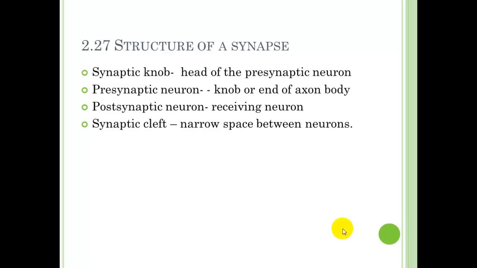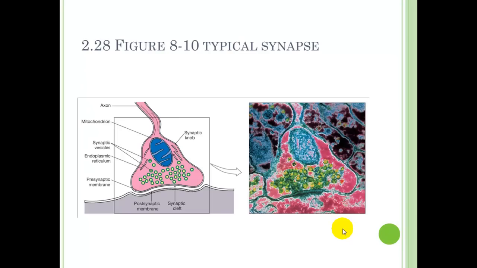Structure of a synapse. We have essentially a synaptic knob, head of a presynaptic neuron, a presynaptic neuron, the knob or the end of an axonal body, and then a postsynaptic neuron, and this would be the other receiving neuron if we're going nerve to nerve, or this might be the motor end plate if we're going from nerve to target organ. And then we have a synaptic cleft, and this is a narrow space between the neurons.